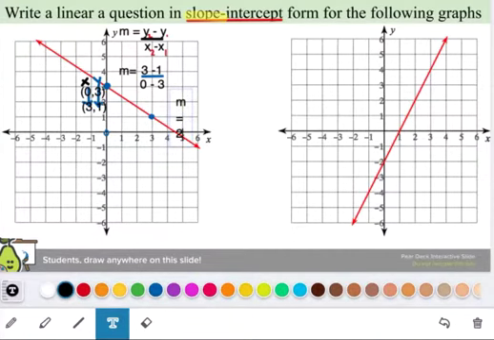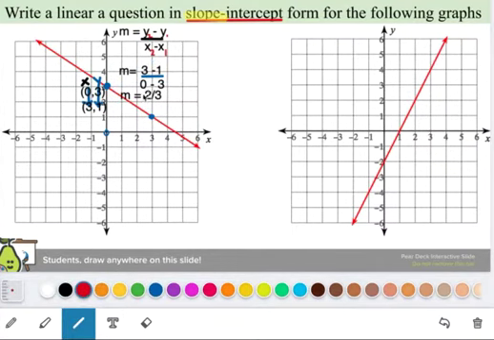2 over negative 3. Now 2 over negative 3, it looks funny to have the negative right there. So in math, if there's one negative, we always give it to the one in the front. Okay, so the slope is negative 2 over 3. Same thing as 2 over negative 3.